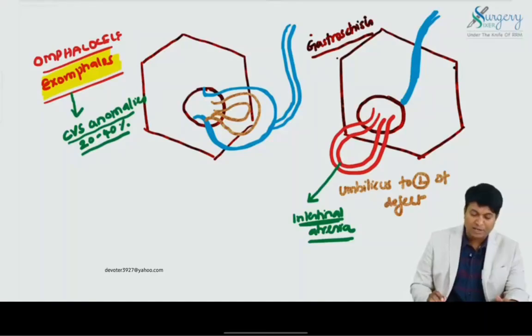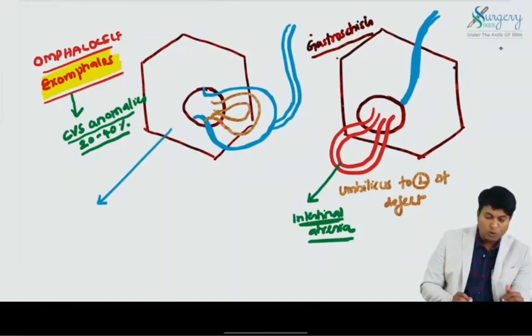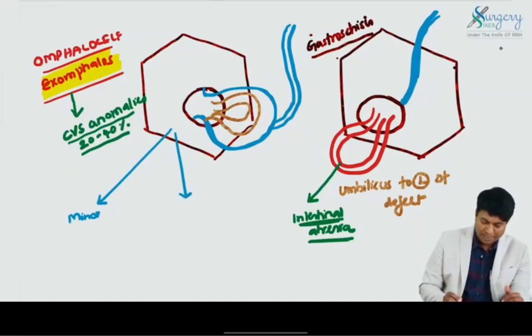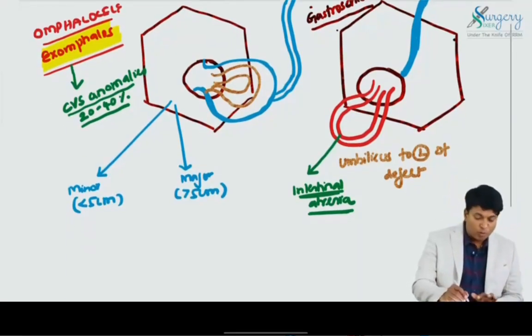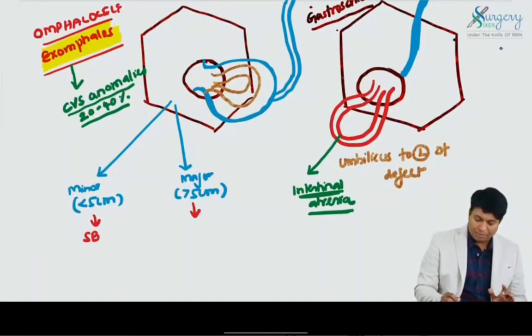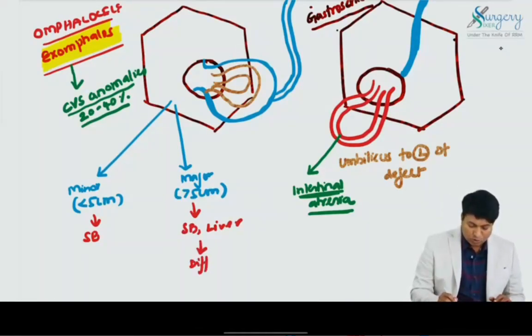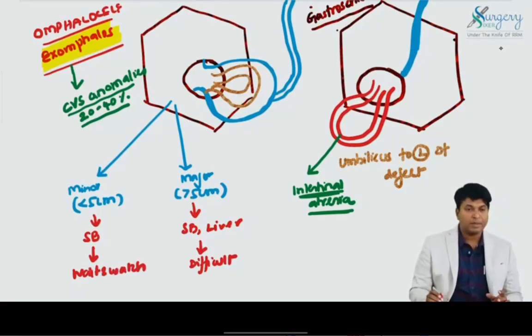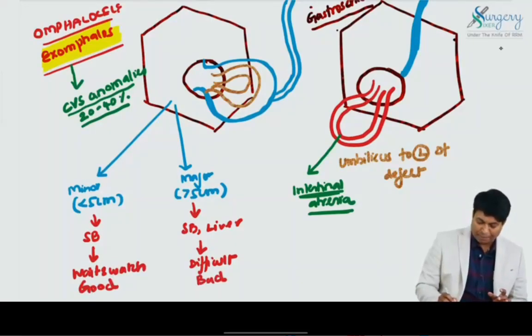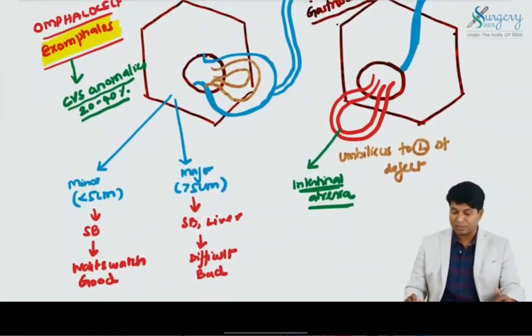Exomphalos is further divided into two types: exomphalos minor and exomphalos major. Minor will have a defect less than 5 cm. Major will have a defect more than 5 cm. Please remember this. Major is more problematic because in minor only small bowel comes out, whereas in major, small bowel and even the liver can come out. It is very difficult to manage and difficult to close the abdominal wall. Whereas minor, we can even wait and watch. So minor has a good prognosis, major has a bad prognosis.